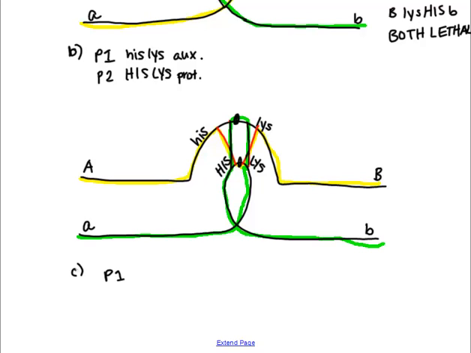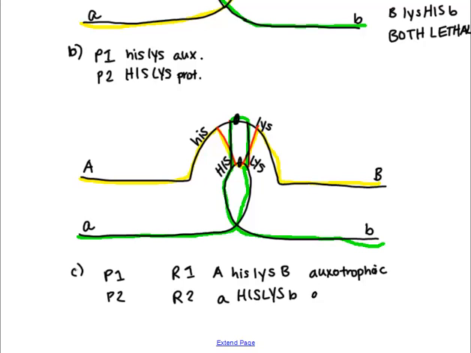You have P1 and P2, just like normal, the parentals. Then you have R1, which is A, recessive his, lys, dominant B, which is auxotrophic for his and lys. And then you have recombinant 2, which is little a, dominant his, dominant lys, little b, auxotrophic for his and lys. And again, remember that these look parental, but are generated through recombination.